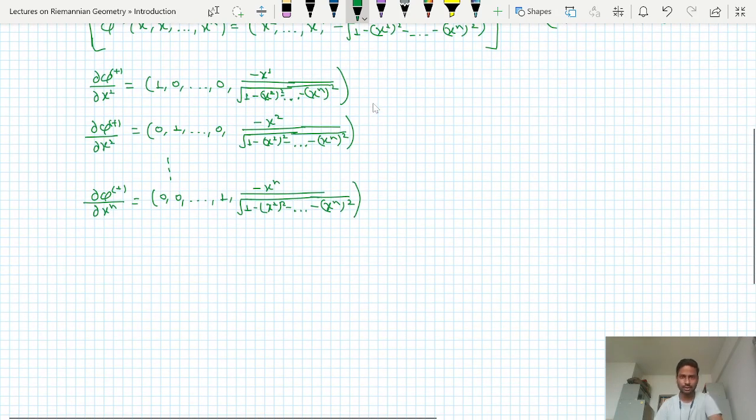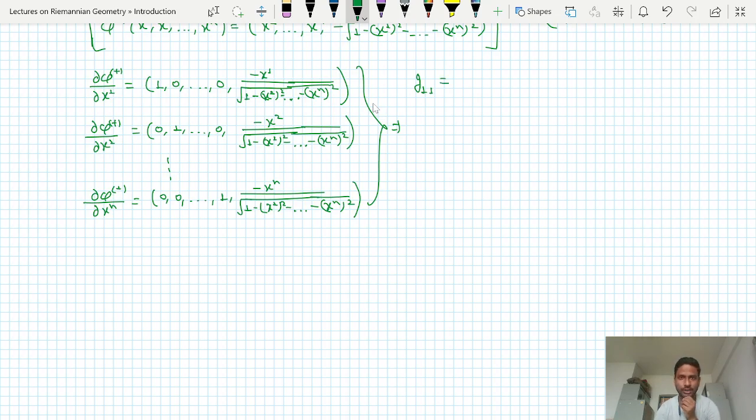Now this will give us our components. So what will the components be using this? Let's find out the components. The first one is g11. g11 will be the dot product of del phi over del x1 with itself.